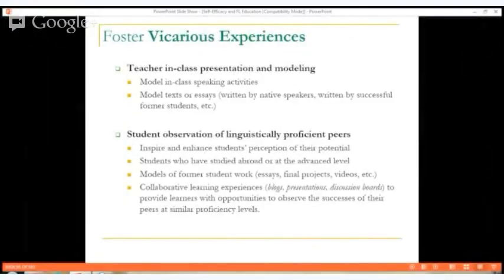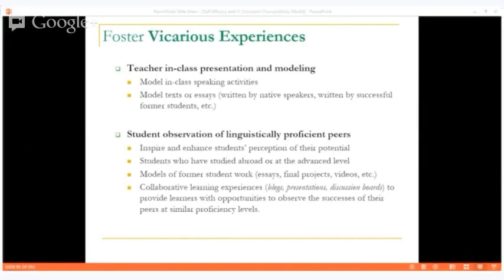Same thing, fostering vicarious experiences, going back to that modeling, a lot of in-class presentation, model text, model essays written by native speakers, or even written by successful former students. It's very helpful for students to see what their colleagues have done. Student observation of linguistically proficient peers. This really inspires students and their perception of how they can, their potential, how well they can do in the future. Maybe students who have studied abroad or at the advanced level, they could visit your classroom, the lower levels. Again, models of former student work, collaborative learning experiences where they're able to work together and they're able to observe the successes of peers at similar proficiency levels as well.